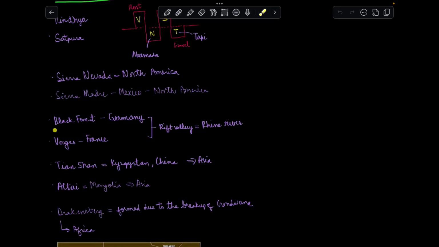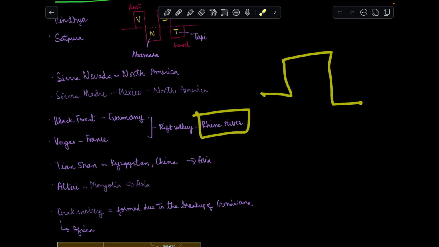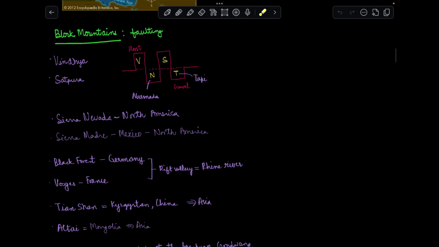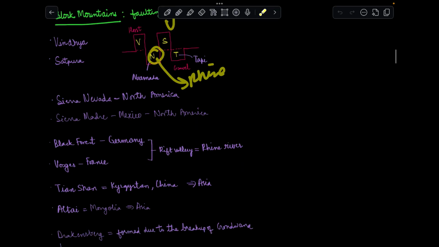Then comes the Black Forest of Germany and the Vosges mountains from France. These have a rift valley in between both of them. These are the horsts. One horst is the Black Forest. The other horst is the Vosges. In the rift valley there flows the Rhine River. So over the horst, one is the Black Forest, here there is the Vosges, and here lies the Rhine River.